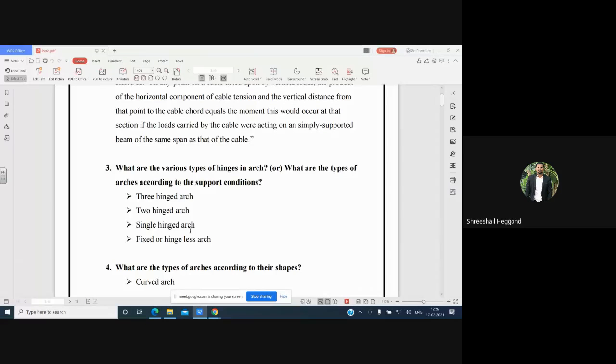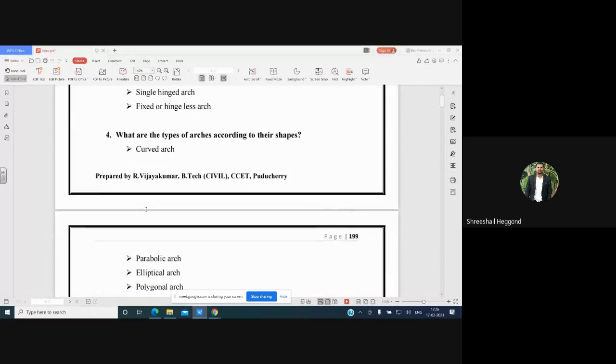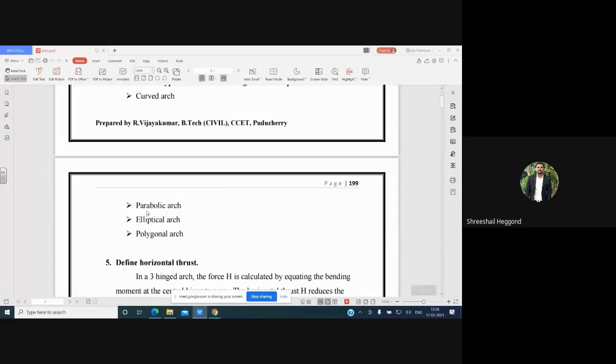The types also depend upon the shape. Arches are classified as curved, parabolic, elliptical, and polygonal arches. Depending upon the shape of the arches, they can be divided.